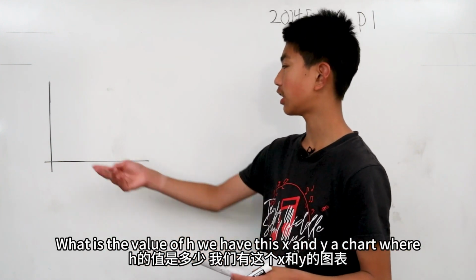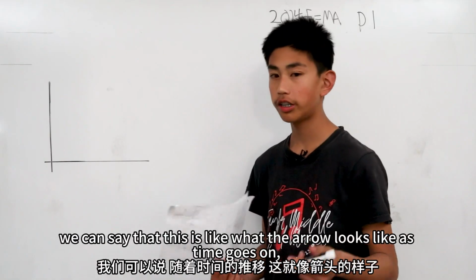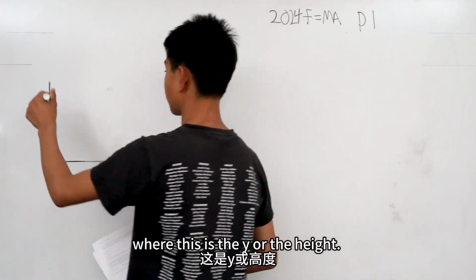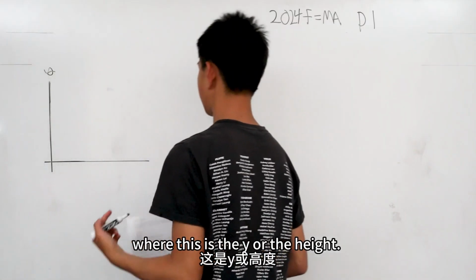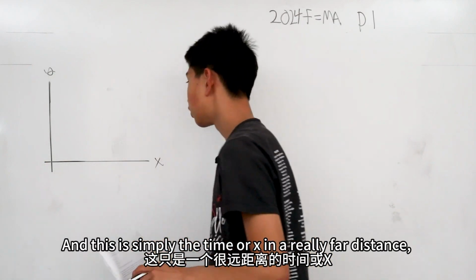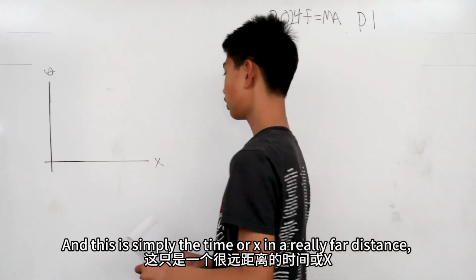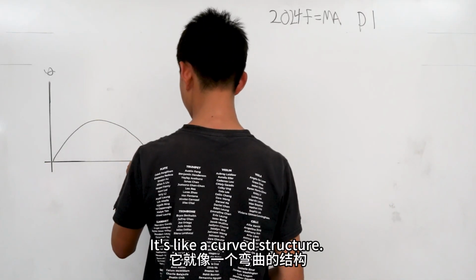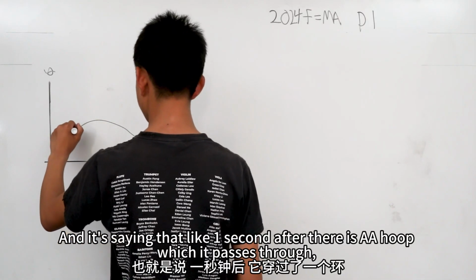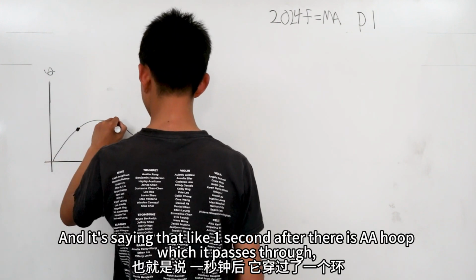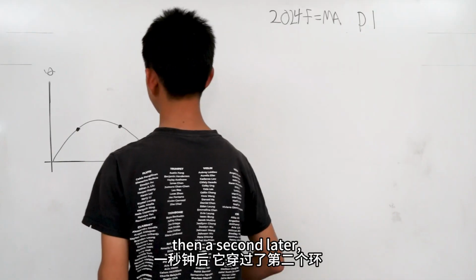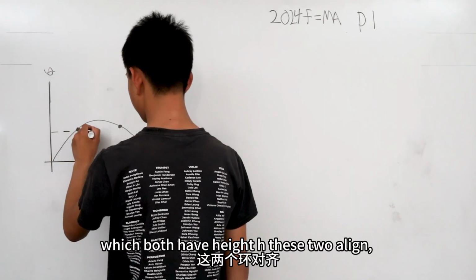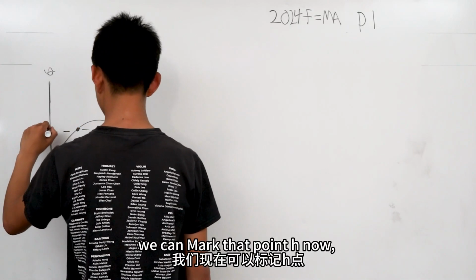So we have this x and y chart where we can say that this is what the arrow looks like as time goes on, where this is the y or the height, and this is simply the time or x. So over a really far distance, an archer's shot is a curved structure, and it's saying that 1 second after launch there's a hoop which it passes through, and then a second later there's a second hoop it passes through, which both have height h. So these two align, and we can mark that point h.